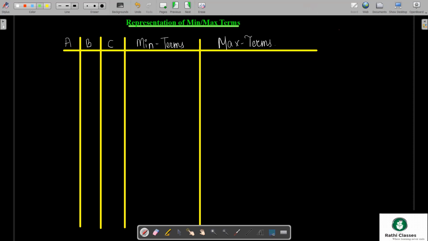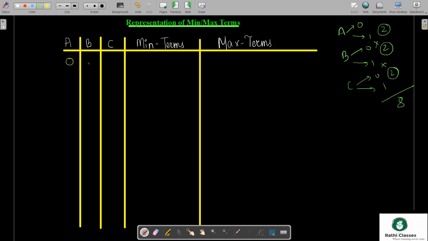We know that A can have two values, 0 or 1, similarly B can have two values, 0 or 1, and C can have two values, 0 and 1. So overall cases will be 2, 2, 2. So the total number of cases will be 8, that is 2 power 3. I'll just write the cases.